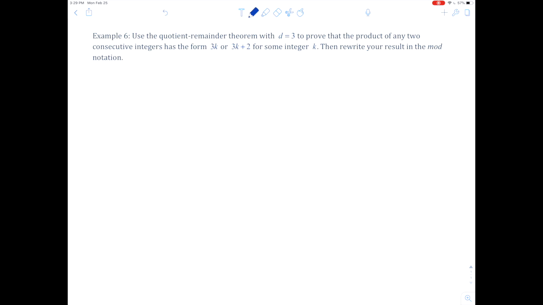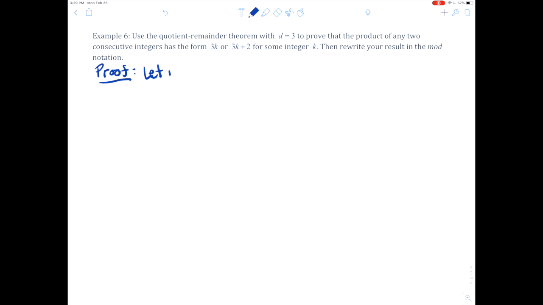So this one here, use the quotient-remainder theorem with d equal to 3 to prove that the product of any two consecutive integers has the form 3k or 3k plus 2 for some integer k. And then we want to rewrite our results in the mod notation. So let's get started. Proof.